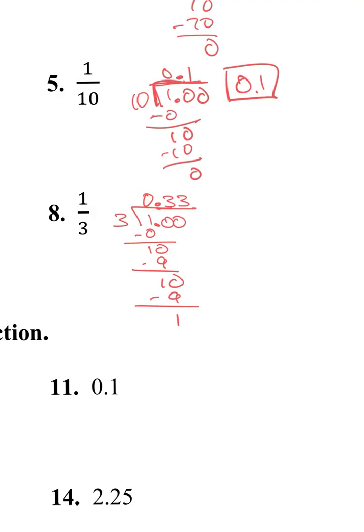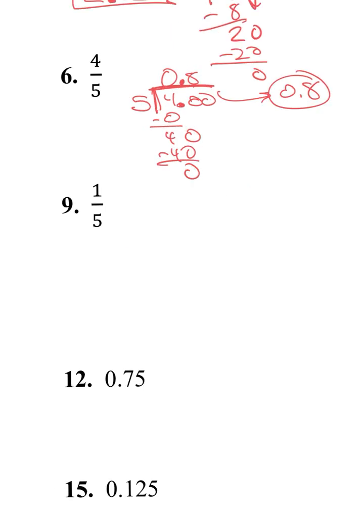So 1/3 is the same thing as 1 divided by 3, which is the same thing as when I rewrite it as a decimal, 0. What digit is repeating? 3. So we'll put a line over it. So that is your repeating decimal. So 1/3 is the same thing as 0.3 repeating. Okay, number 9. On number 9, we've got 1/5.